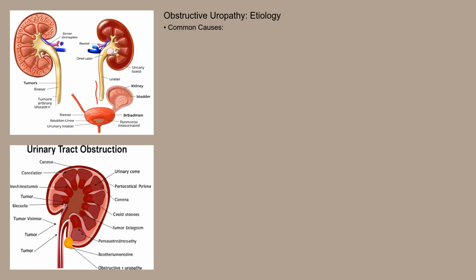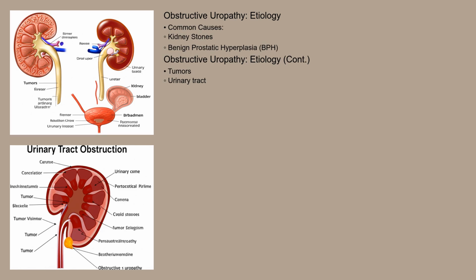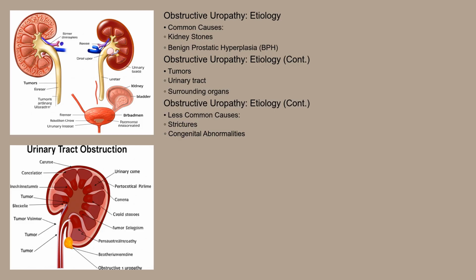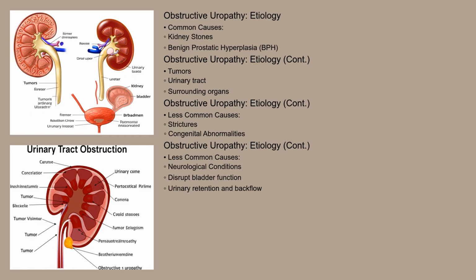The etiology of obstructive uropathy is diverse. Kidney stones are a very common culprit, obstructing the ureters or bladder neck. Enlarged prostate, or benign prostatic hyperplasia, is a significant cause in men, compressing the urethra. Tumors, both benign and malignant, in the urinary tract or surrounding organs can also lead to obstruction. Less common causes include strictures, which are narrowings of the urethra or ureters often caused by scar tissue from previous infections or surgeries, congenital abnormalities present at birth, like uropelvic junction obstruction, and neurological conditions that disrupt bladder function, leading to urinary retention and backflow.